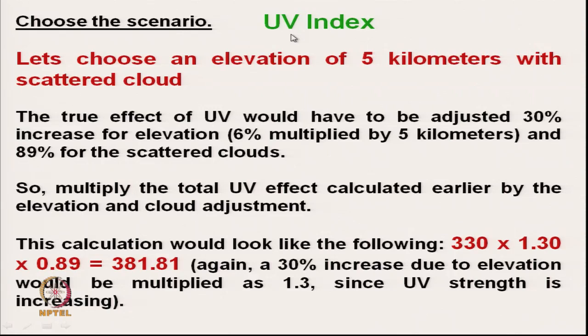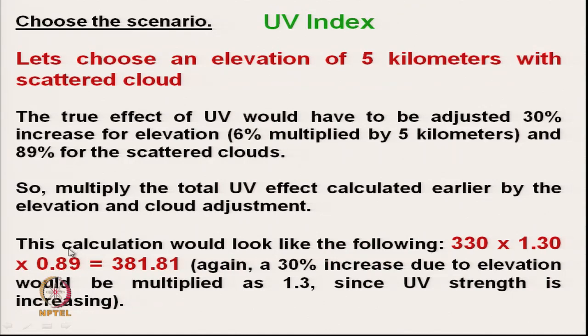So, let us see one scenario. We can select one place with an elevation of 5 kilometer from sea level with scattered cloud condition. So, the true effective UV would have to be adjusted 30%, because 6% per kilometer for 5 kilometers is 30%, and scattered, that is spotted cloud, it is 89%. So, these two we have to adjust.